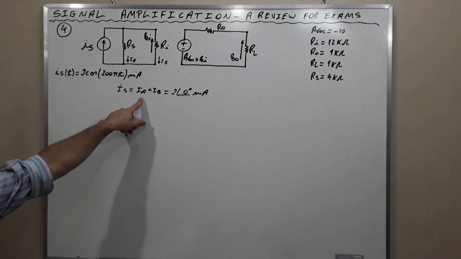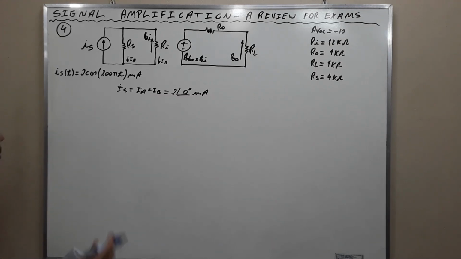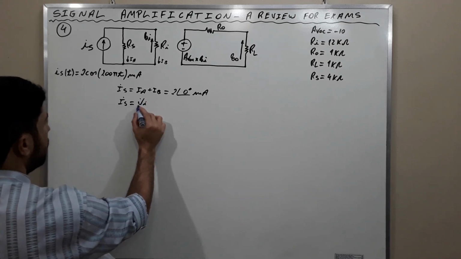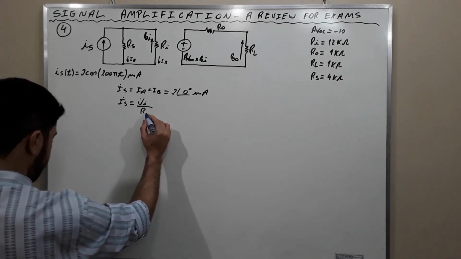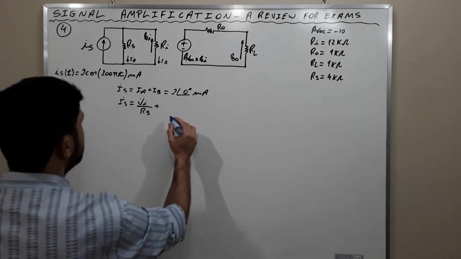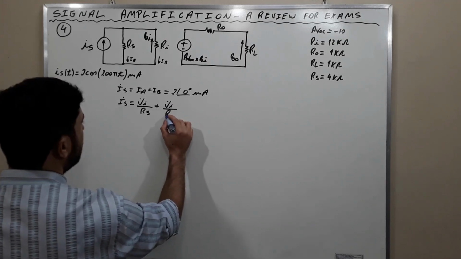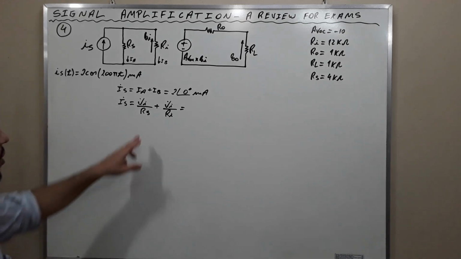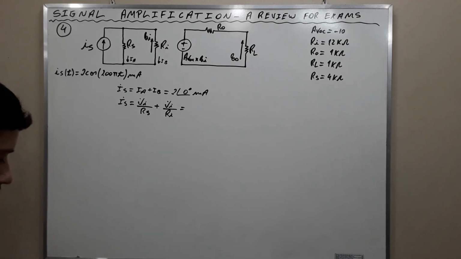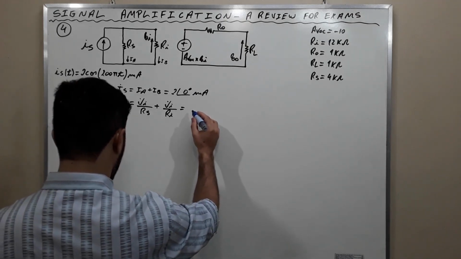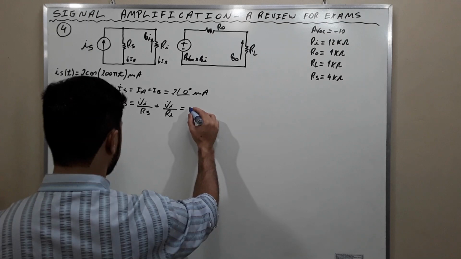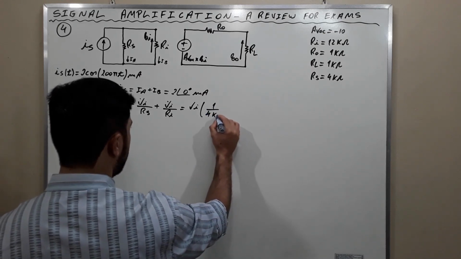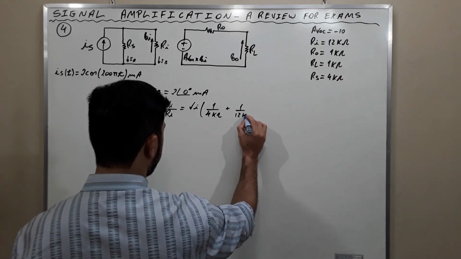We can write this current in terms of voltage and resistance. Let's do it. IS is equal to VI over RS plus VI over RI. Okay? If we use the values of RS and RI, we find that IS is equal to VI times 1 over 4 kilo ohms plus 1 over 12 kilo ohms. Okay?